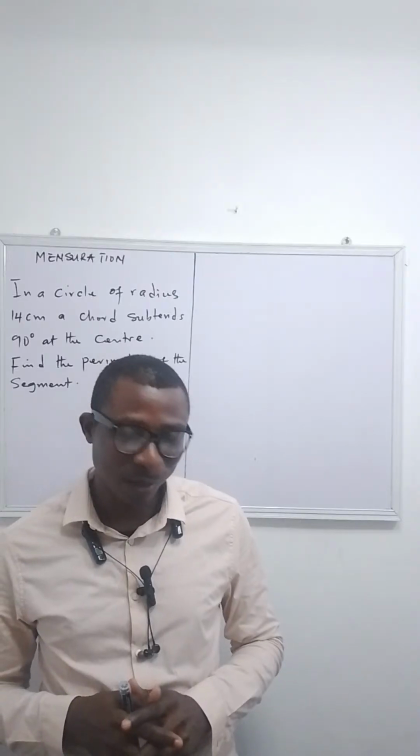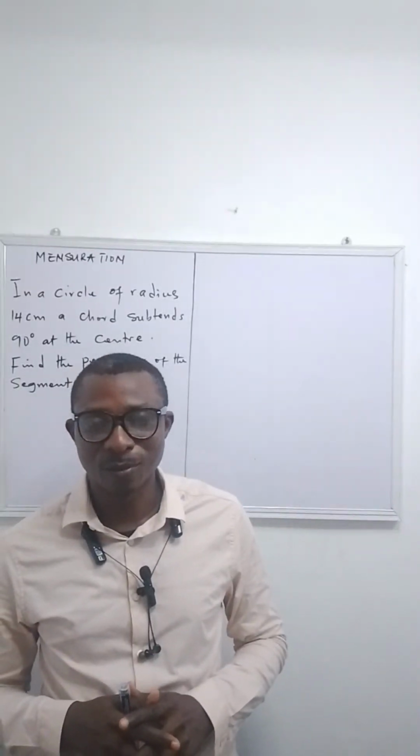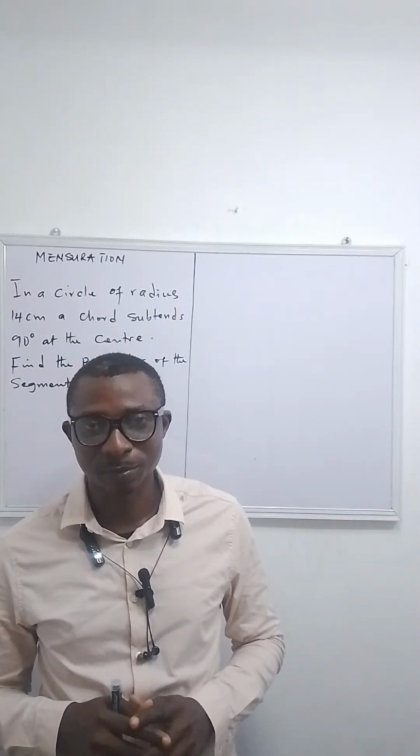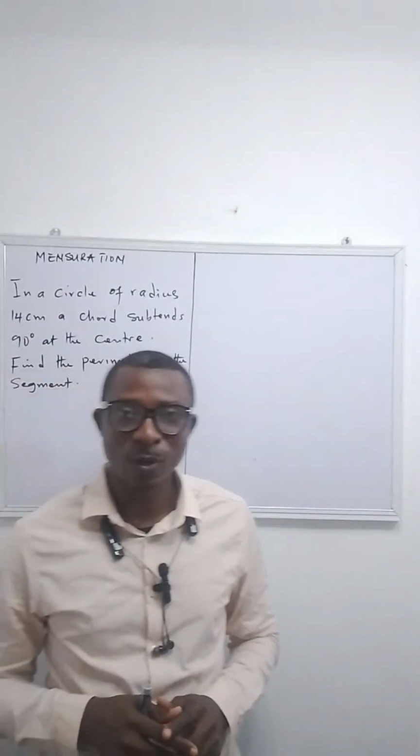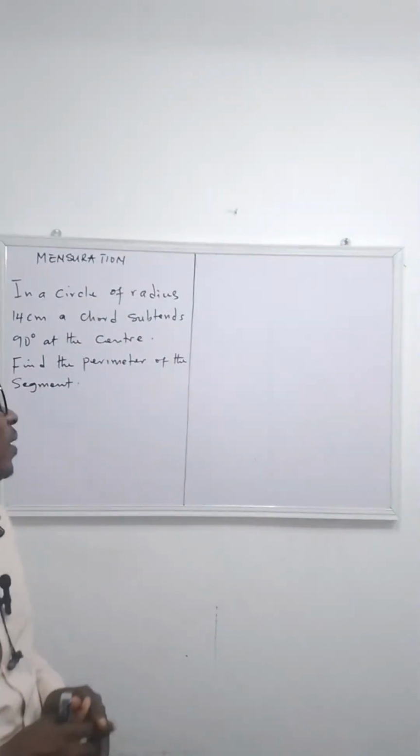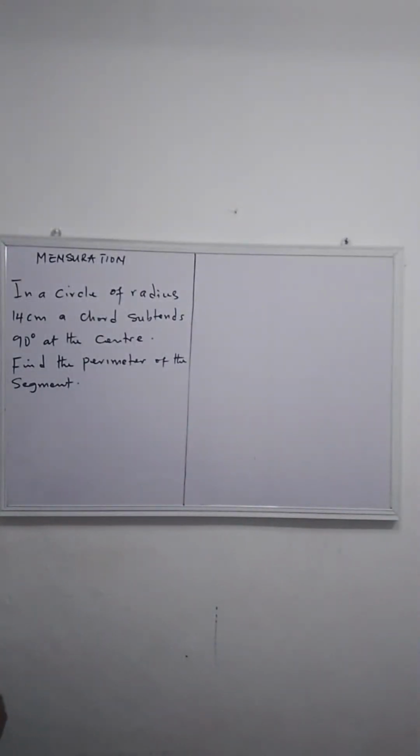So we are going to continue from where we stopped on mensuration. This is the first question we are going to be looking at for today. In a circle of radius 14 centimeters, a chord subtends 90 degrees at the center. Find the perimeter of the segment. So that is the question.